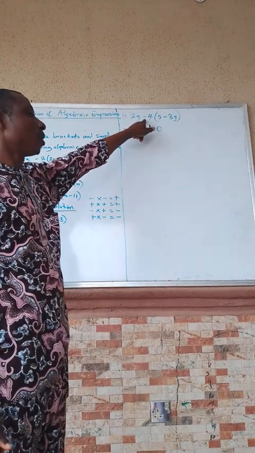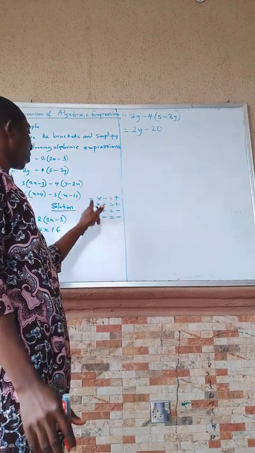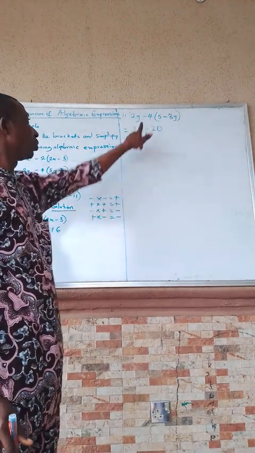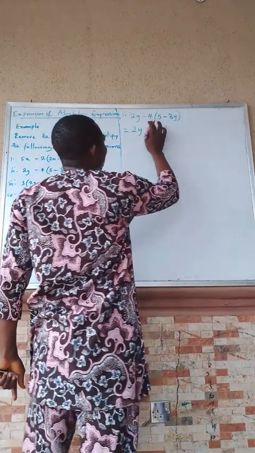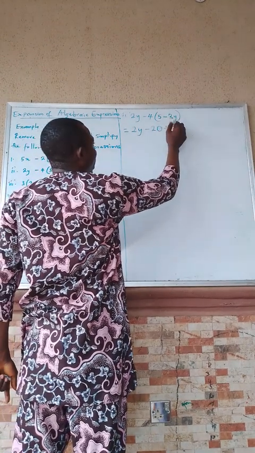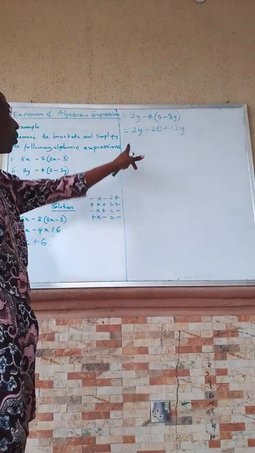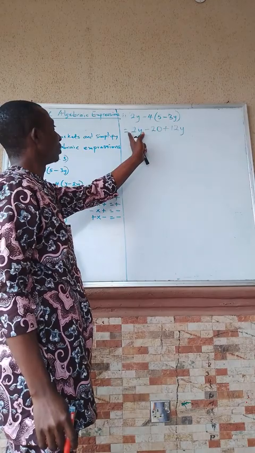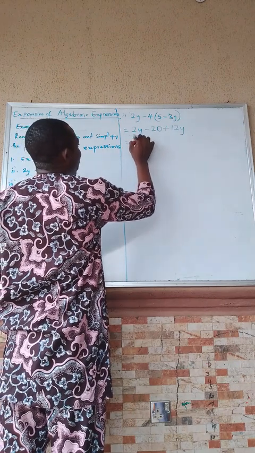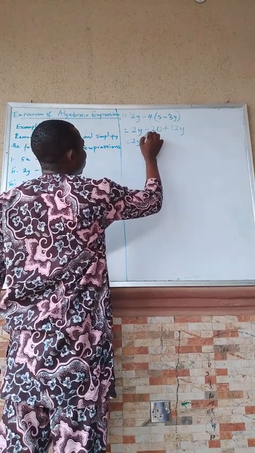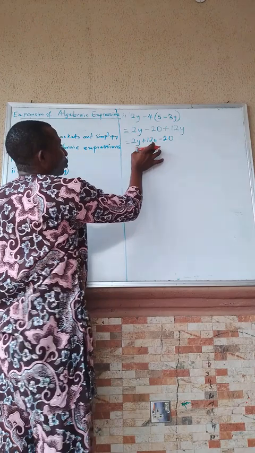And the next one, minus 4 times minus 3y. Don't forget, minus times minus is plus. So you have to be careful of the sign. So minus times minus is what? Plus. And then you have 4 times 3y, that gives you 12y. So from here you collect the like terms. Now the terms that have y, you bring them together. So we have 2y plus 12y minus 20.